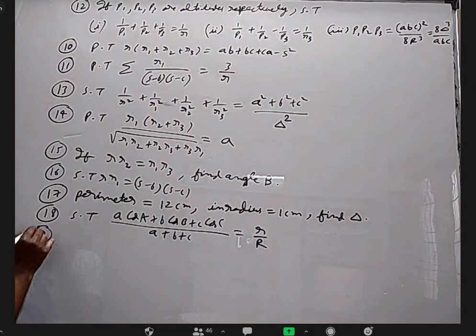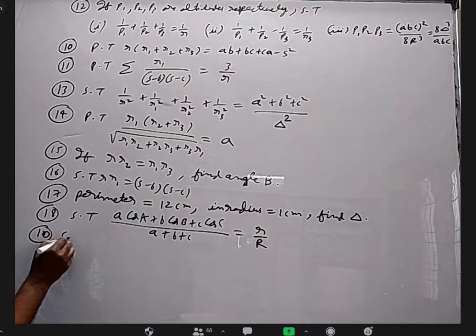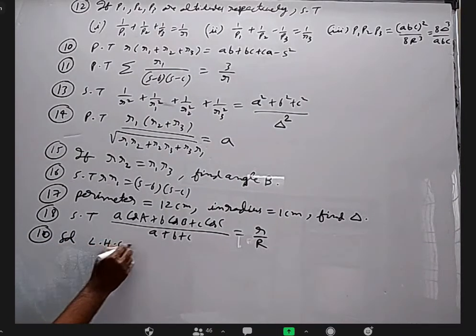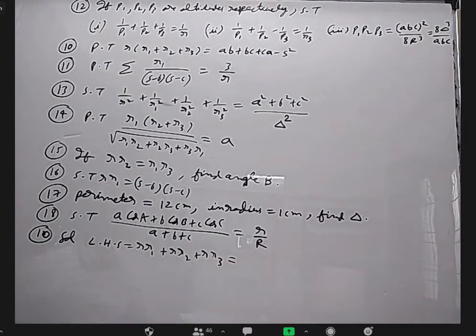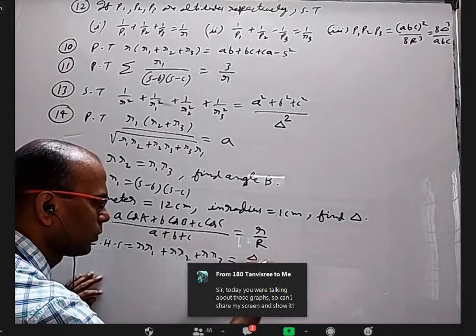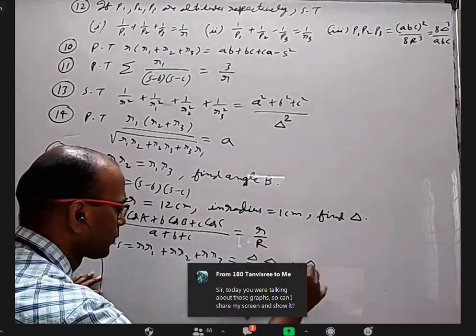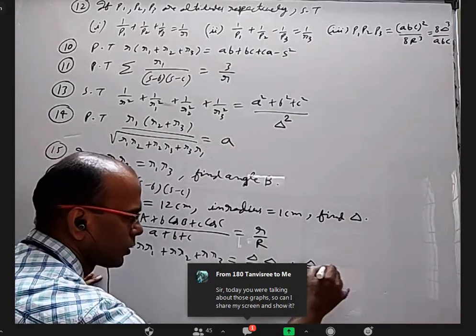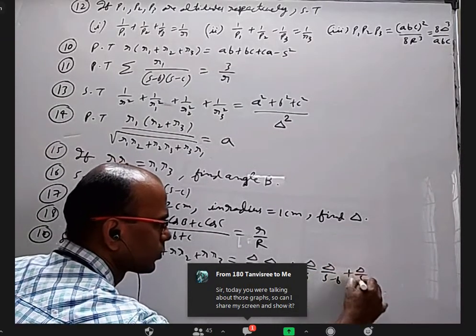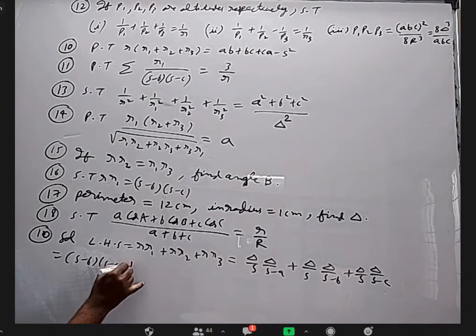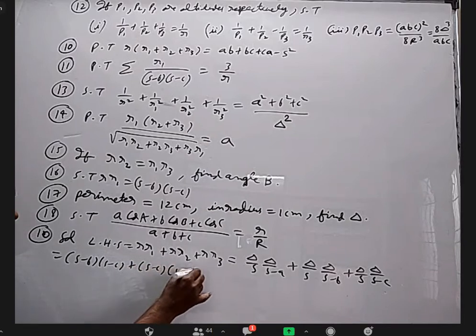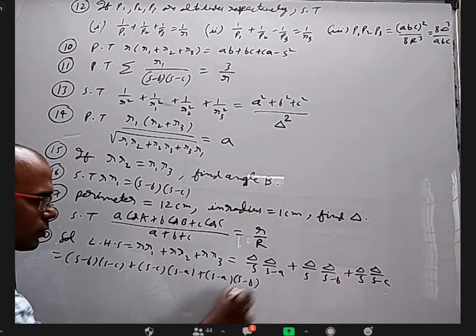Okay, coming to the 10th question, solution. We start with LHS, which is RR1 plus RR2 plus RR3. This you can write as delta by S minus A, delta by S into delta by S minus B, delta by S into delta by S minus C. Delta square is S into S minus A into S minus B into S minus C. If you cancel these, you will be left with S minus B into S minus C, S minus C into S minus A, and S minus A into S minus B.